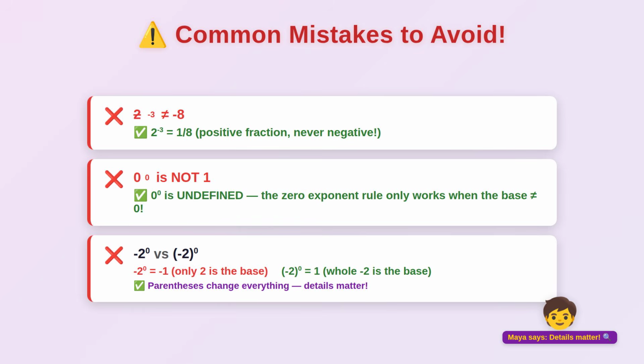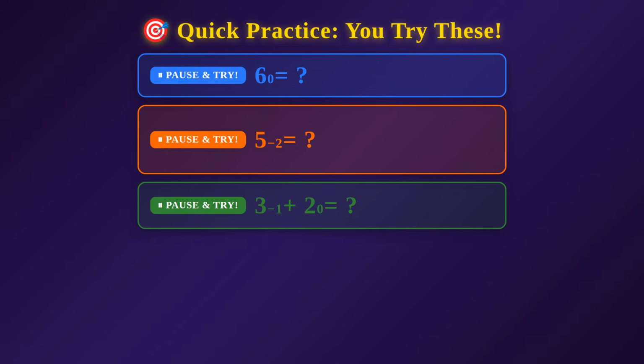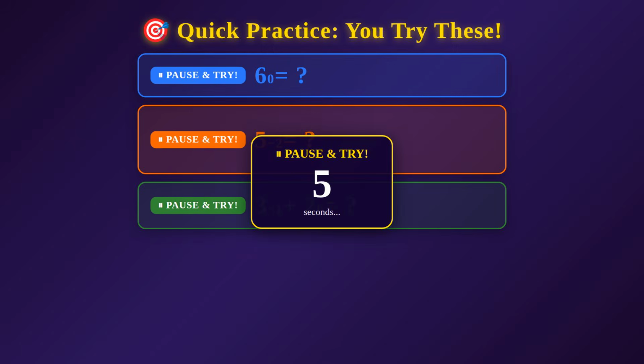Mistake number 3, when you have something like negative 2 to the 0, if there are no parentheses, only the 2 is the base, and the answer is negative 1. With parentheses, the whole negative 2 is the base, and the answer is 1. Details matter. Okay, Maya just finished her worksheet, and now it's your turn.